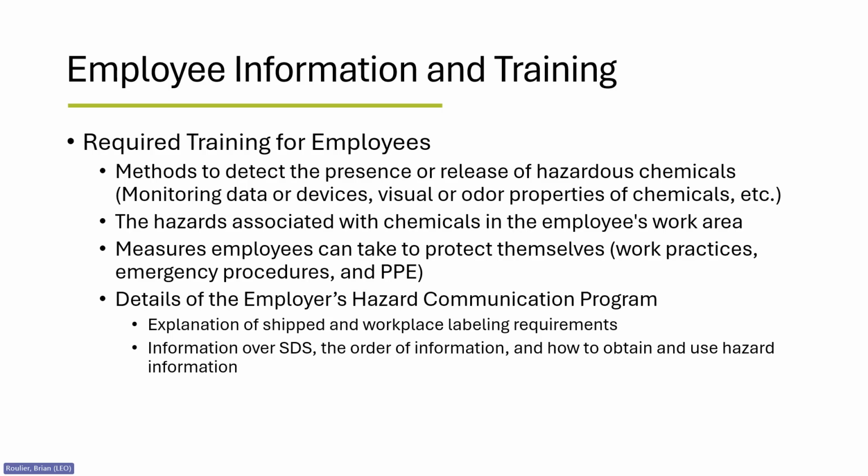Lastly, the details of the site's hazard communication program must be provided to employees. This includes the explanation of shipped label elements and requirements, the workplace labeling elements, what information is available in the safety data sheet, the order of the information, and how to use that information. The training and information provided to employees must be site-specific regarding the hazards, warning properties, protective measures, and program details.